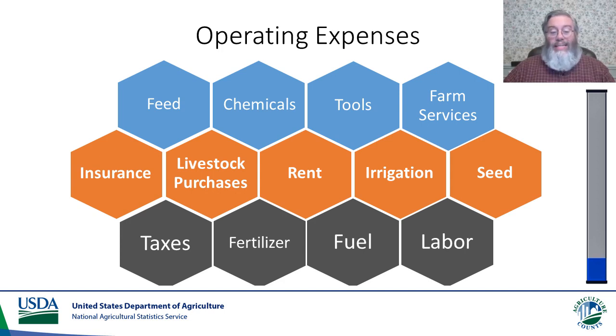Section H is separated into 3 parts. Questions 1 through 34 on the CRR focus on operating expenses, which include expenses related directly to the day-to-day operation of the farm business, such as those shown on this slide.